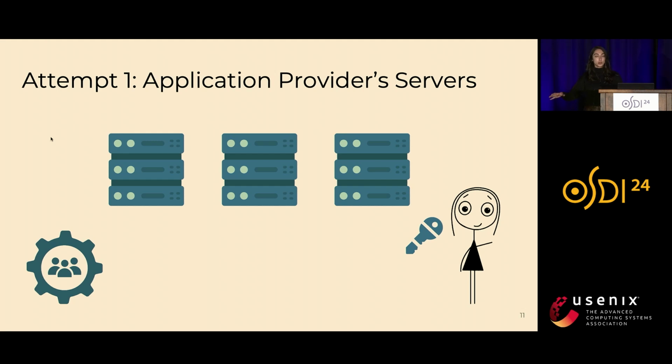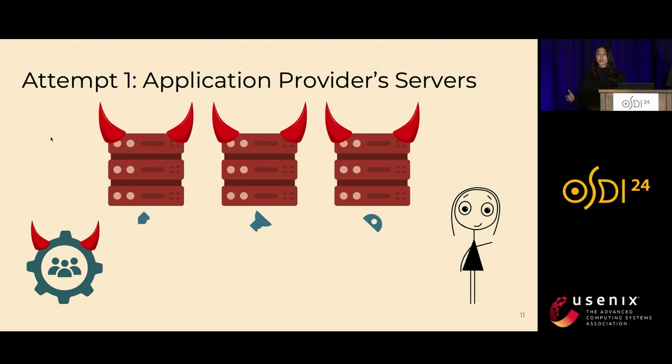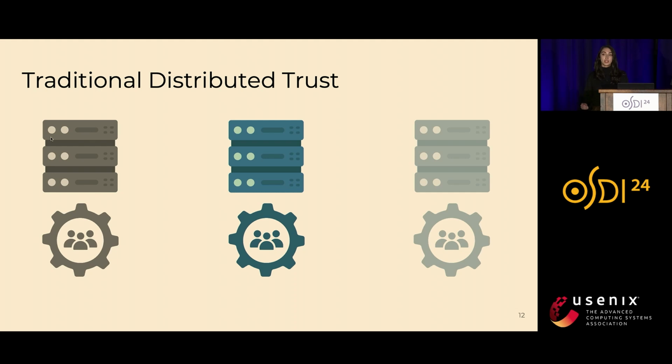As our first attempt, we'll just have the application provider deploy n servers, and then Alice will secret share her data across them. But what happens if the application provider is compromised? Then all n servers are also compromised, and they can collude to reconstruct Alice's secret. So this clearly won't work for our purposes. And it brings us to today's typical model of traditional distributed trust, in which the application provider is tasked with forging n-1 business relationships with other entities that then go ahead and run its MPC workload.